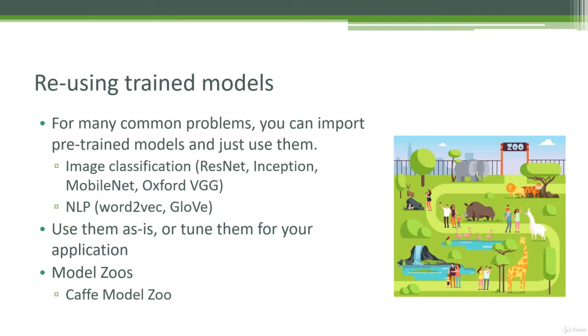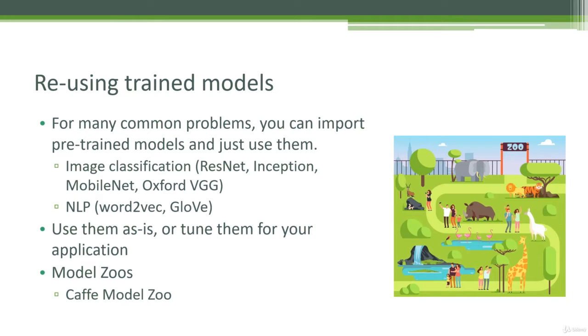So for example, if you're trying to do image classification, there are pre-trained models out there that you can just import. Some of them are called ResNet, Inception, MobileNet, and Oxford VGG, and they come pre-trained with a very wide variety of object types. So in many cases, you can just unleash one of these off-the-shelf models, point a camera at something, and it will tell you what it is. That's kind of freaky. Similarly, for natural language processing, there are pre-trained models available as well, such as Word2Vec and GloVe, that you can use to basically teach your computer how to read with just a few lines of code.